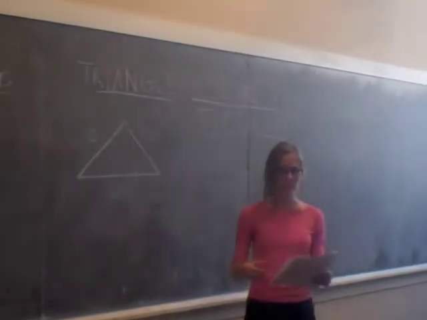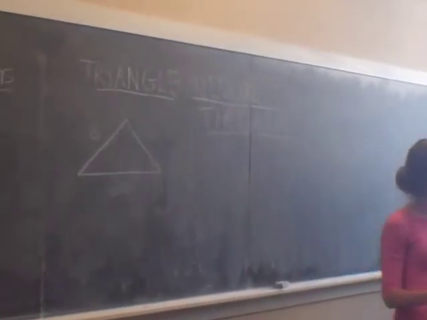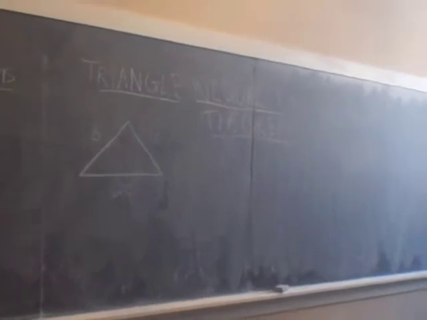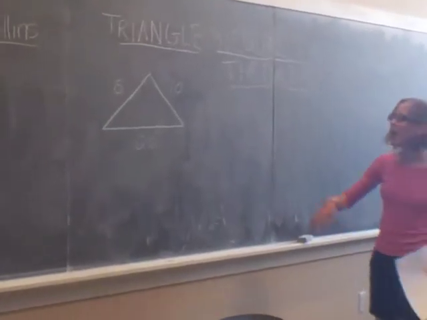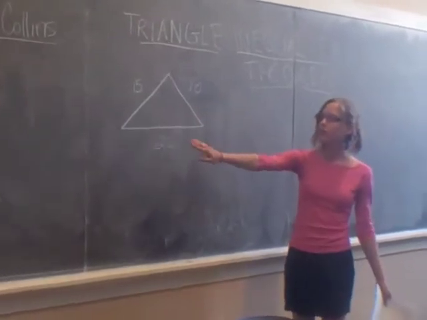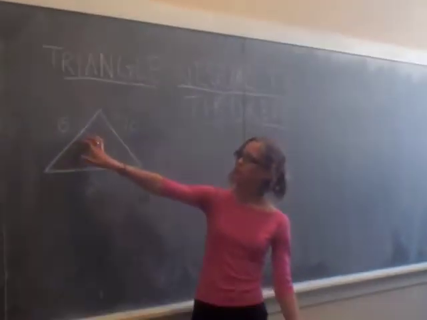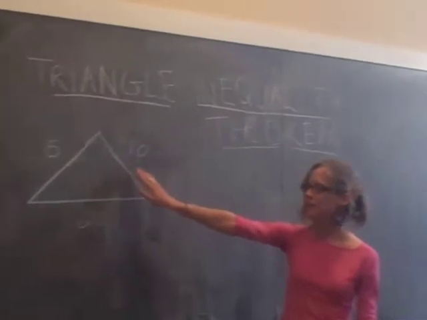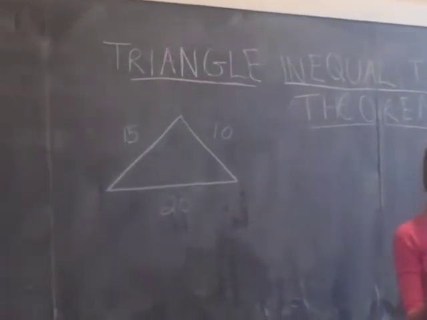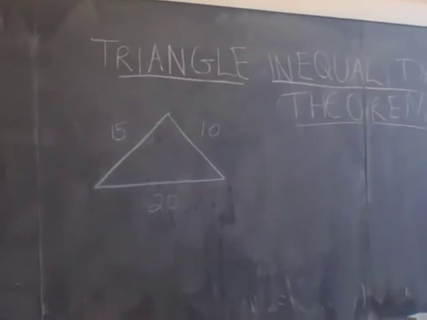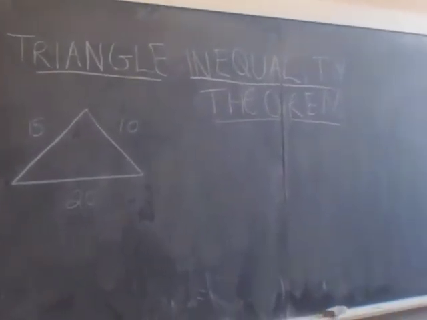So what I want you to do is work on a worksheet, which I just passed out to you. And just in case you don't remember the theorem, it's right on the top of your paper. But first, let's just look at an example. Here's a triangle, and you can see that the two shorter sides, 15 and 10, when added together are greater than the third side, which is 20. So it would form a triangle according to the theorem. Do you guys have any questions? Okay, so go ahead and work on that by yourselves for a few minutes.